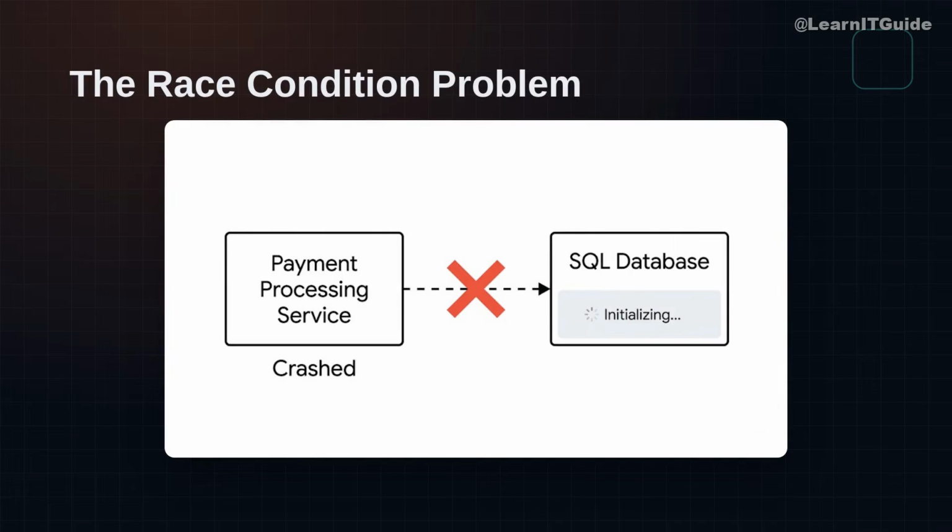Now, why does this matter? Let us talk about race conditions. In a typical microservices architecture, you might have a payment processing service and a SQL database. If the payment service starts 10 seconds faster than the database, it will immediately fail when it tries to open a connection. Most teams try to fix this by adding a script that sleeps or retries inside their application code. But that is messy. You are mixing infrastructure concerns with business logic. It makes your application code harder to test, and it hides the real dependency from the cluster orchestrator.